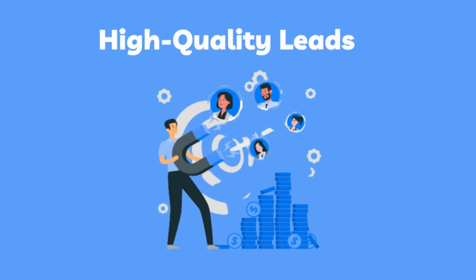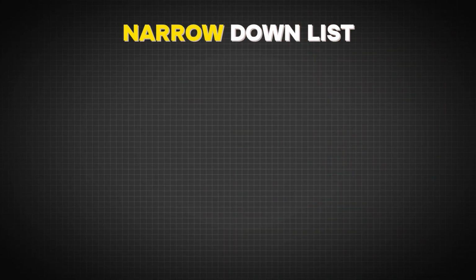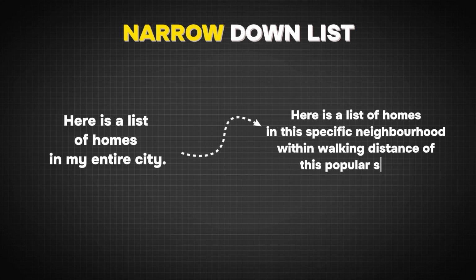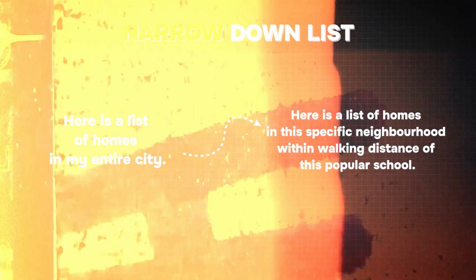If you want higher quality leads, my other tip is to narrow down your list. So instead of just saying, here's a list of homes in my entire city, you could say, here's a list of homes in this specific neighborhood within walking distance of this popular school. Now you know people that are going to be clicking on your ad are more than likely going to be families. So again, all you're doing is you're going to your MLS or you're going to your website and you're creating this list of homes.